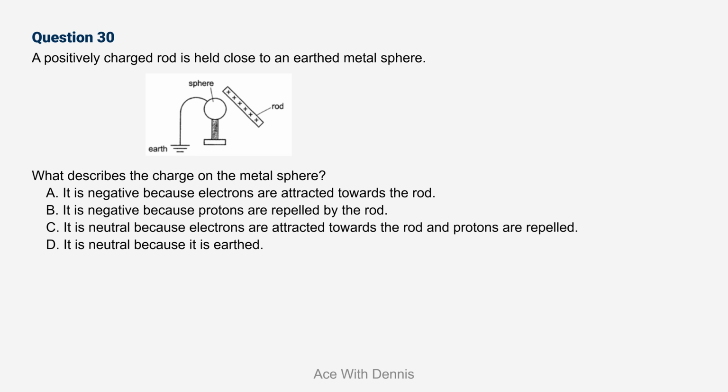So the answer for this question will be A. It is negative because electrons are attracted towards the rod. So here is the animation. When a positively charged rod is placed near the sphere, electrons flow from the earth, attracted towards the positive charge on the rod. Hence, the answer is A. It is negative because electrons are attracted towards the rod.